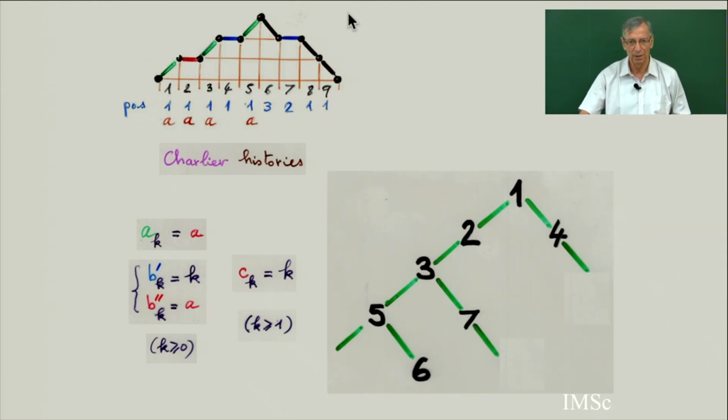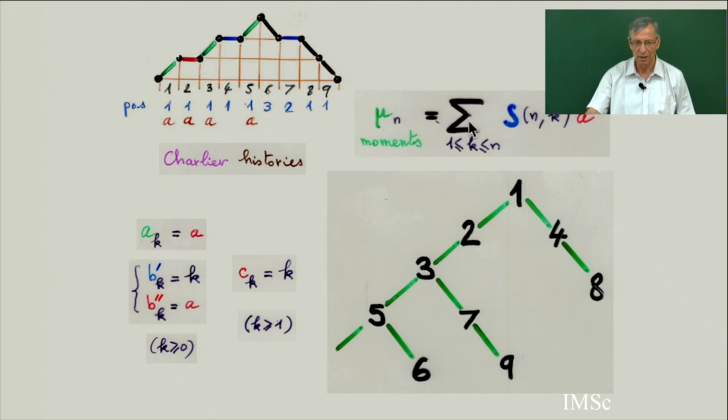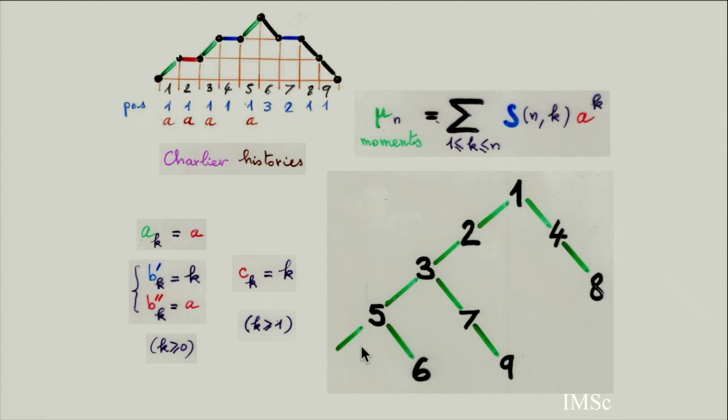7, it opens, it's a blue. When it's blue, you open. When it's red, you close, like the 2. When it's blue, you still continue to keep the block open. So 8 and 9. And then you get the partition in 4 blocks: 1, 4, 8; 2, 3, 7, 9; and 5, 6. So you see, the special case of Laguerre history, you get a partition, and with the parameter A, counting the number of blocks.